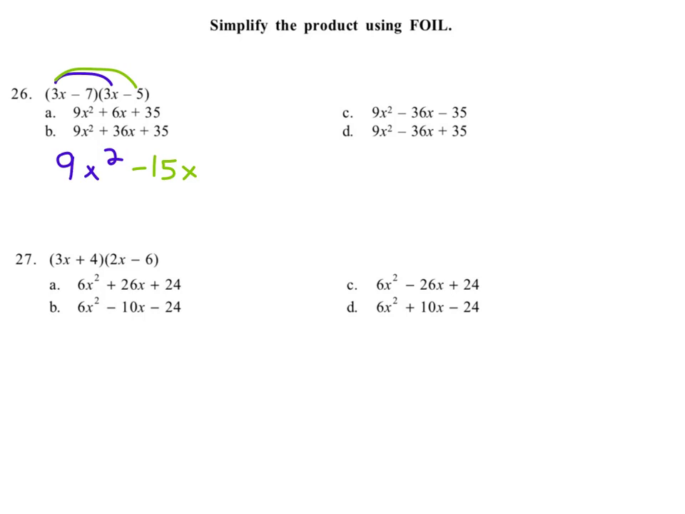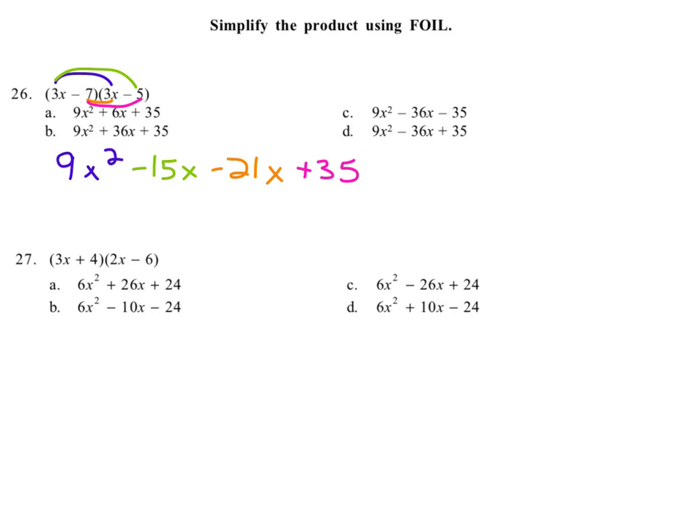Inner, negative 7 times 3x, negative 21x. And last, negative 7 times negative 5, positive 35. And what do they all go together to be?